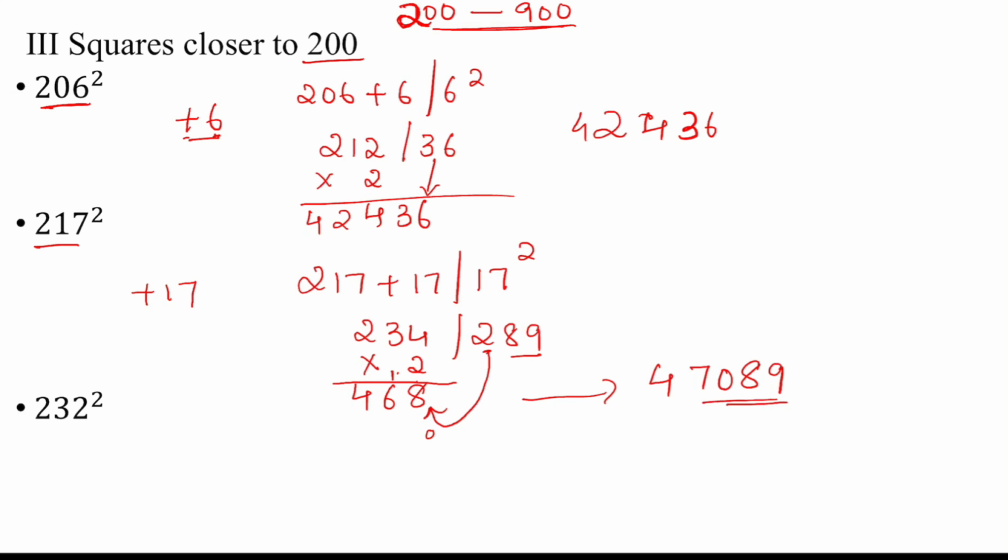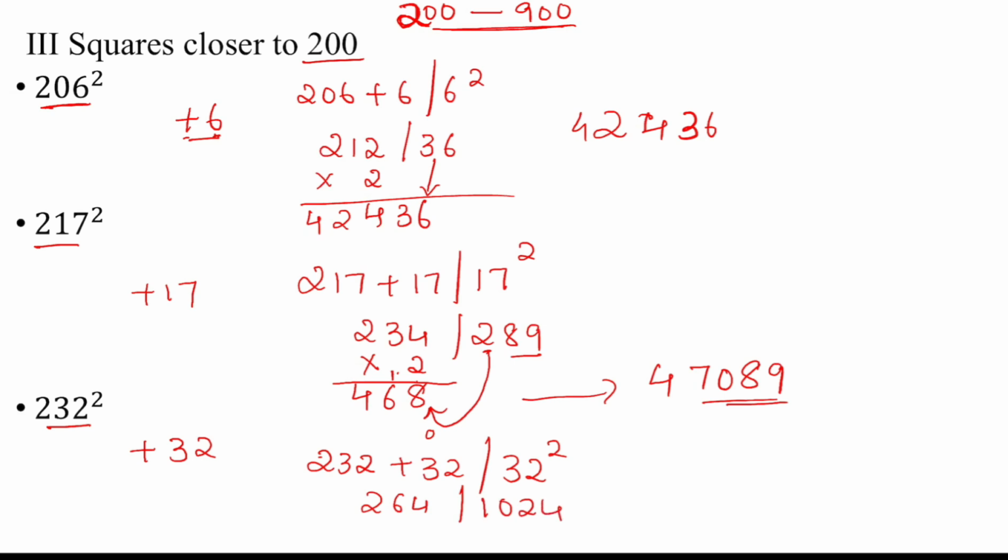Next, 232. So 232 is how much more than 200? It is 32 more. So take this number as it is, that is 232 plus 32 bar 32 square. So 232 plus 32 is 264 bar 32 square is 1024. Now multiply with 2 here. How much will you get? 2 4s are 8, 2 6s are 12, 2 2s are 4 plus 1 is 5.